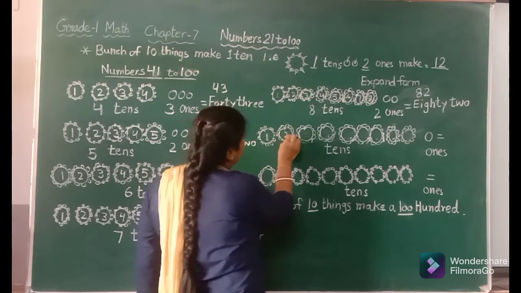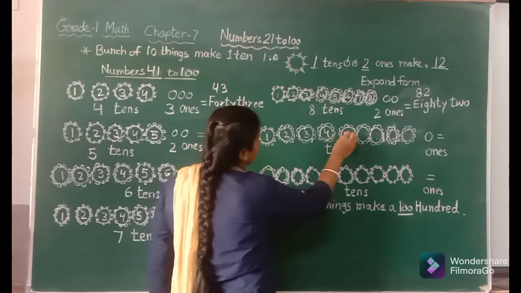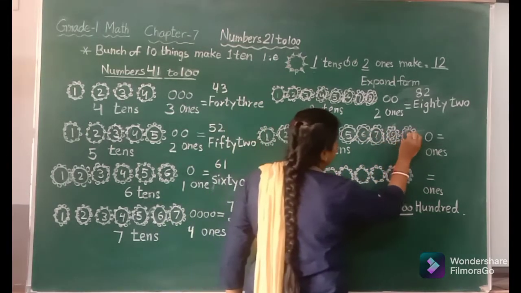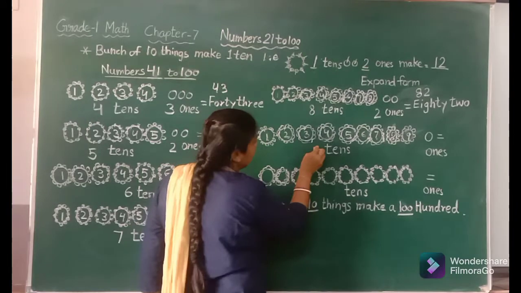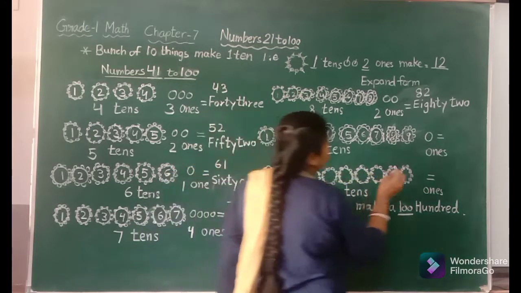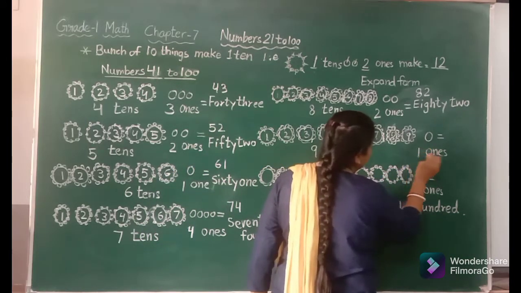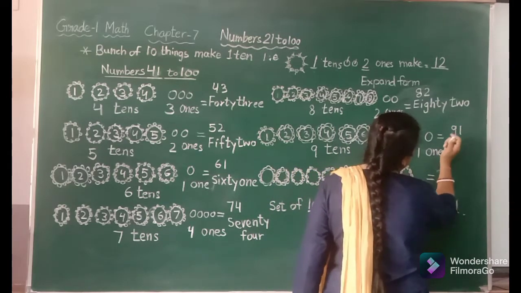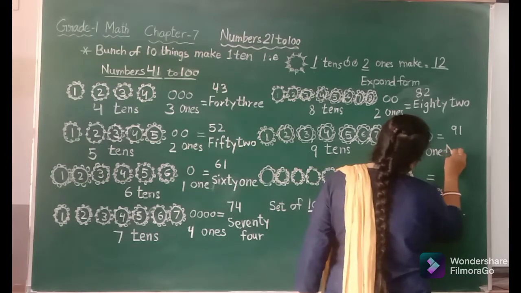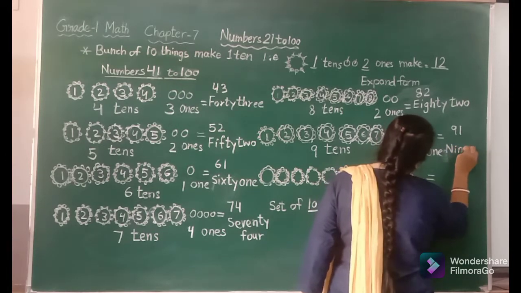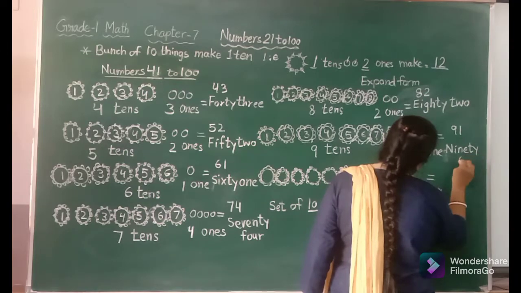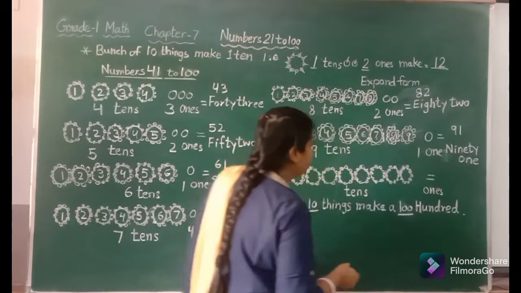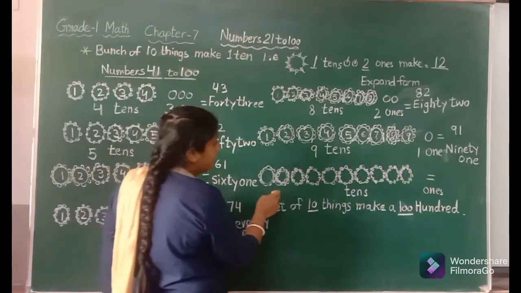Okay? Now next, let's start with counting how many tens are there. 1 ten, 2 tens, 3 tens, 4 tens, 5 tens, 6 tens, 7 tens, 8 tens, 9 tens. So kids, you have to see here 9 tens and how many ones? 1 one. So write here 91. And what is the spelling of 91? N-I-N-E-T-Y, 90, O-N-E, 1, 91.